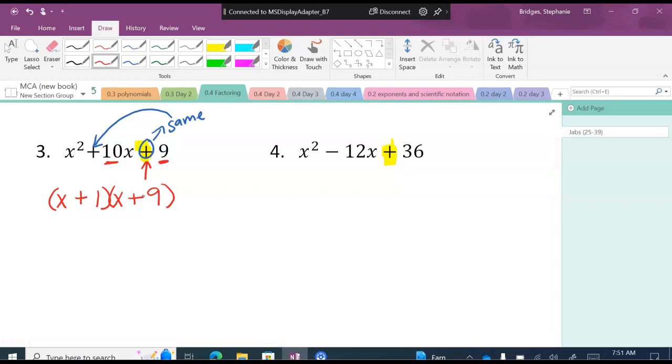Now, if I wanted to check myself, how could I do that? How could I check to make sure that's correct? Just multiply it back out, just like we were doing on the quiz, right? We would just FOIL it back out. As long as I end up with x squared plus 10x plus 9, I know I'm correct.